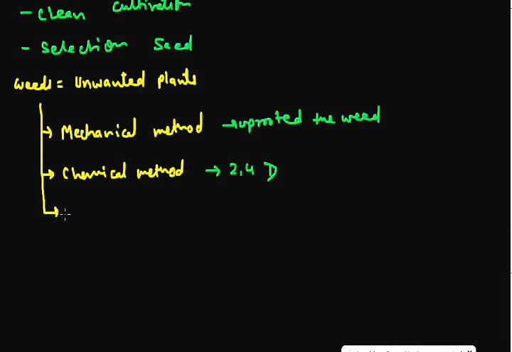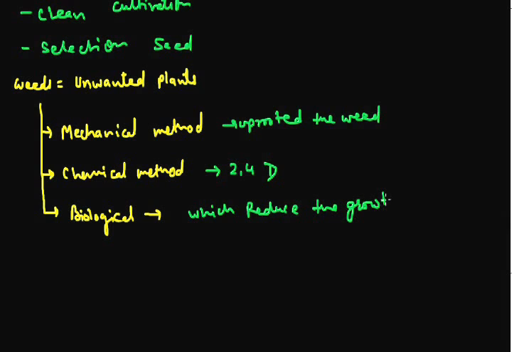Now the third method is the biological method, in which we use a biological process or biological phenomenon which reduces the growth of weeds. Some plants present in the natural environment reduce the growth of unwanted plants or weeds. This is called the biological method.